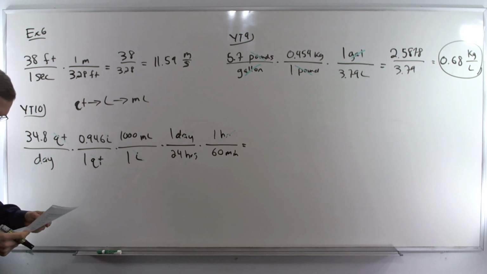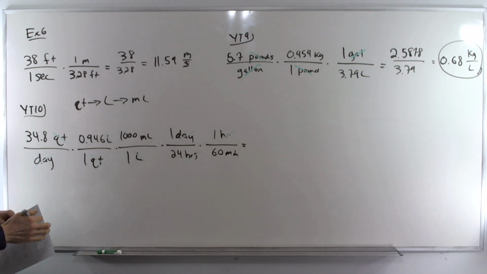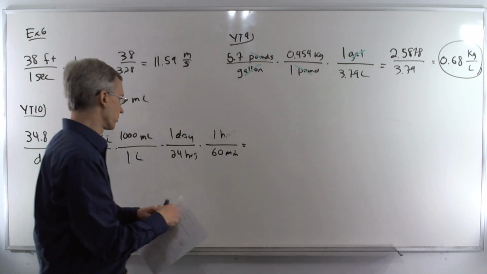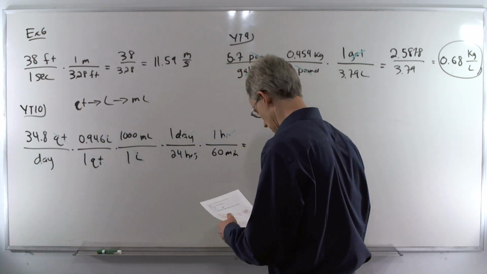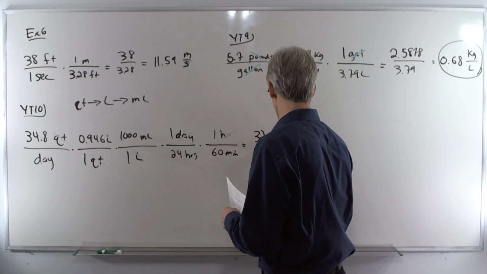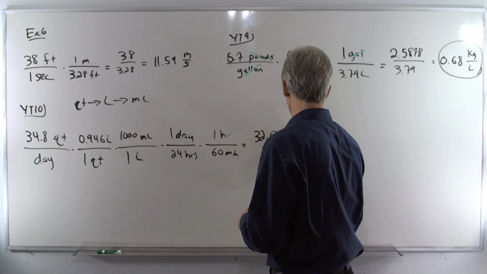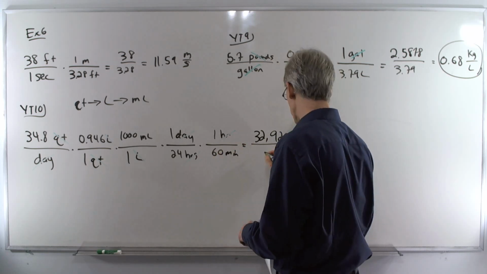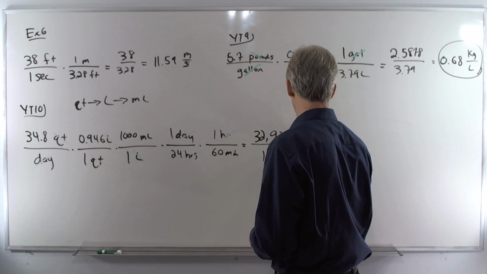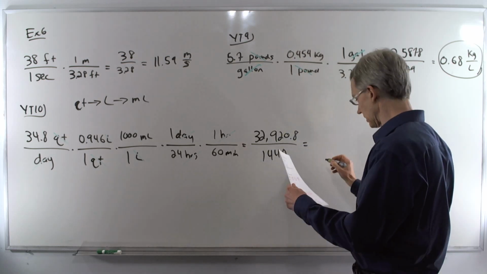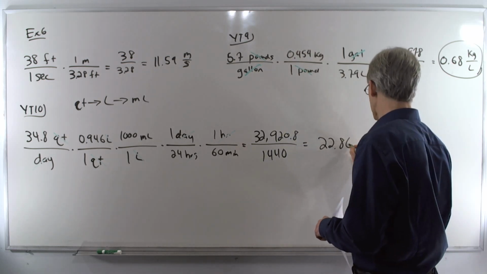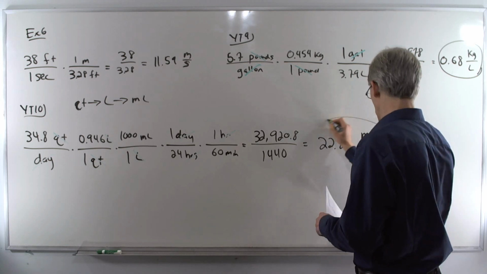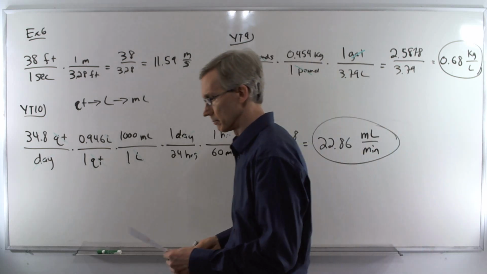Milliliters per minute. So multiplying straight across, we got 34.8 times 0.946 times 1,000 times 1 times 1. So we got 32,920.8 on top. And on the bottom, 24 times 60, that's 1440. Divided out, we get 22.86 milliliters per minute.